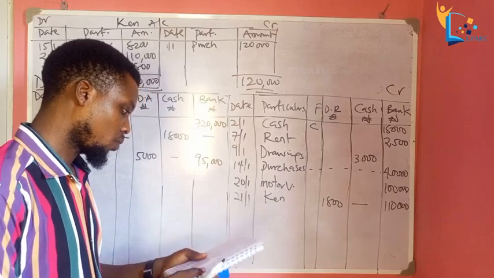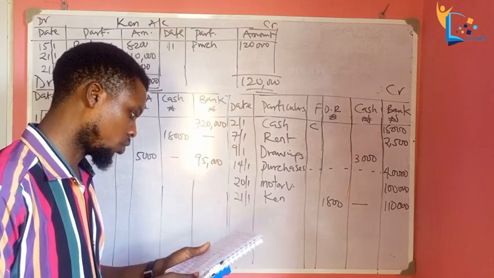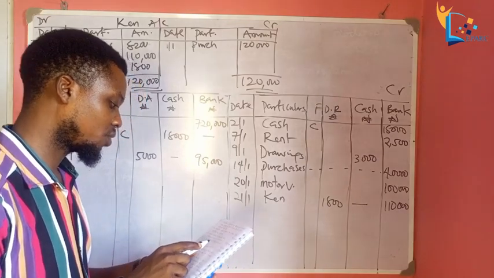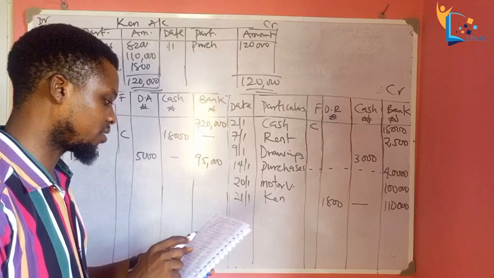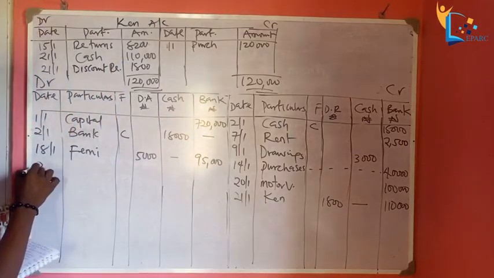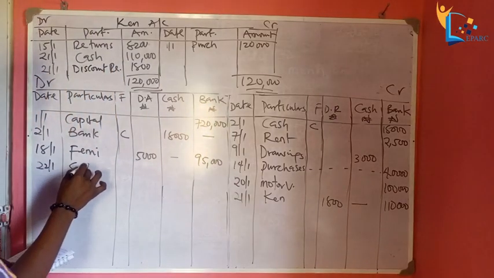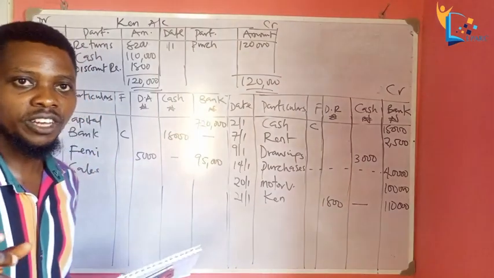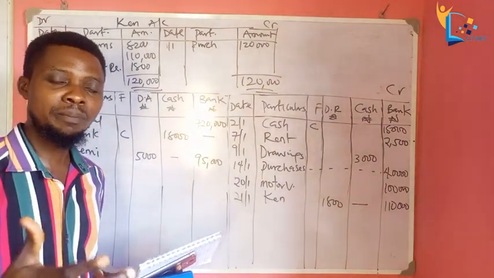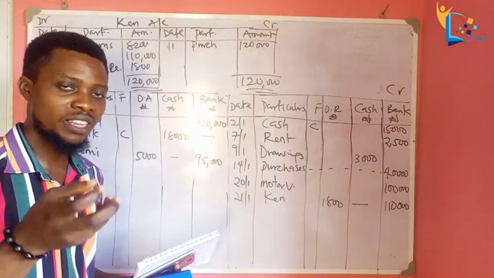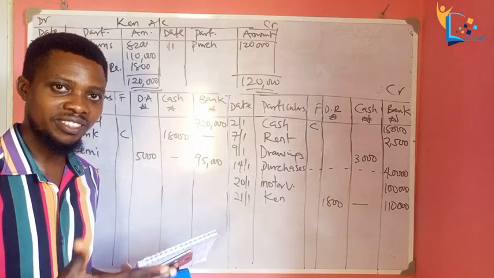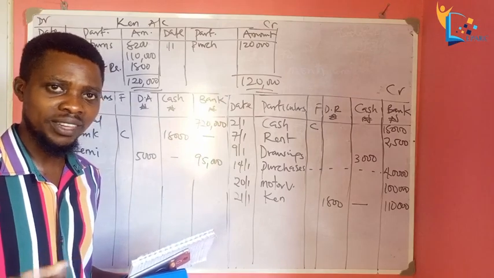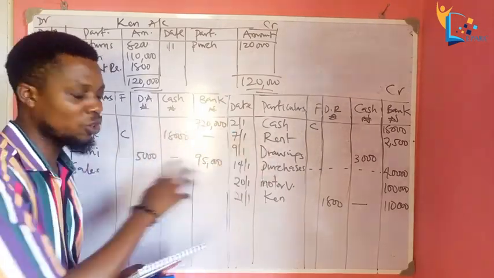Let's proceed. On the 22nd, cash sales to Taye, received by cash on the 22nd. Okay, sales. Let me make a clarification here. When you sell something and your customer pays you either by check or by cash, there is no need writing the customer's name, indicating the customer's name.